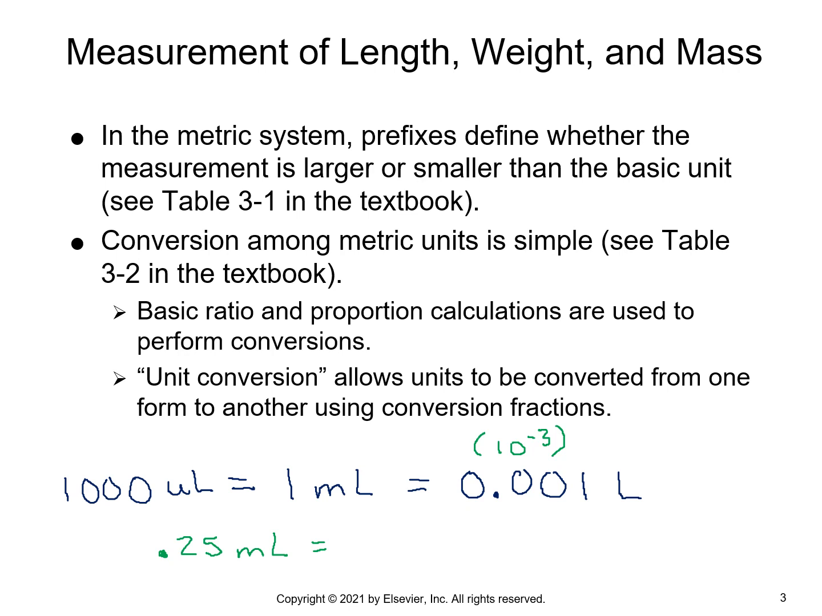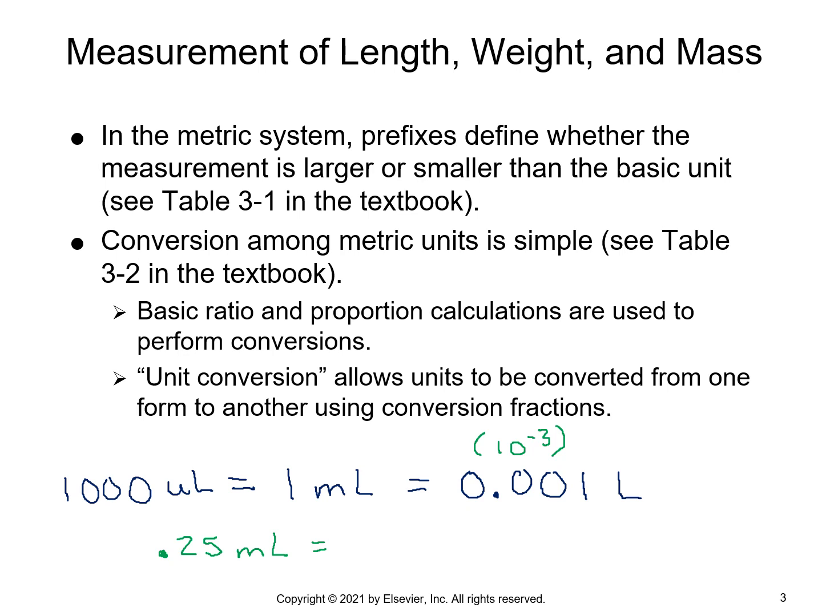With the metric system, you have different prefixes that define whether a measurement is larger or smaller than the basic unit, and then the conversions are very simple to do. It's just a matter of knowing what each of those abbreviations means, and you use basic ratio and proportion calculations to do those conversions. Unit conversions allow you to convert from one form to another using various methods. You can do this with long math, and a simpler way is just learning what each of those abbreviations means and moving the decimal places.